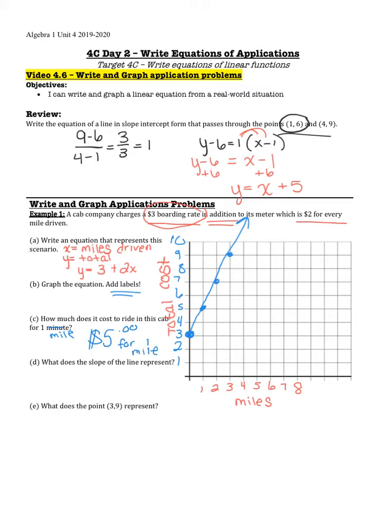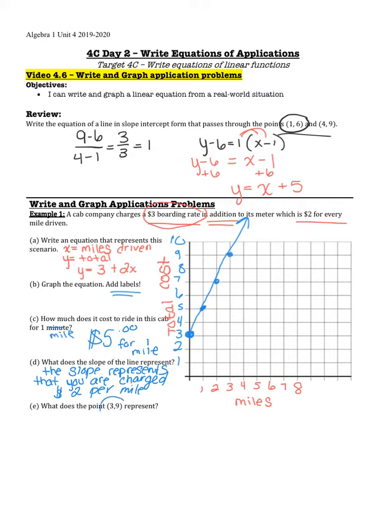What does the slope of the line represent? Let's be specific. The slope represents that you are charged $2 per mile. Not that the cost is necessarily going up. I mean, it is. But it's just every mile I drive, I can charge an extra $2.